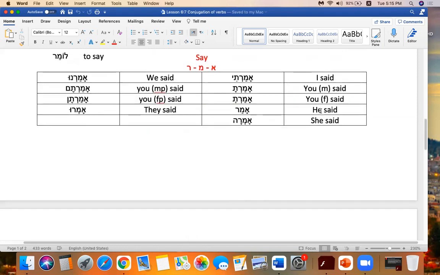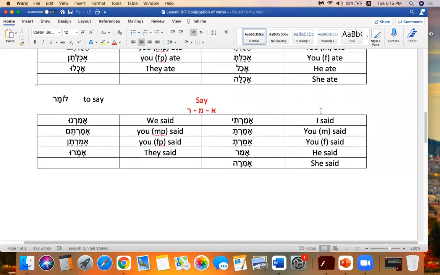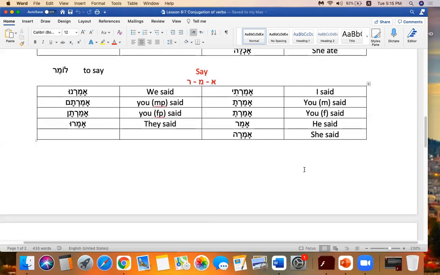The last one is say. To say, lomar. So I said, amarti. You masculine, amarta. You feminine, amart. He said, amar. She said, amra. We, amarnu. You masculine plural, amartem. You feminine plural, amarten. And they said, amru. So that's our verbs for these next two lessons.